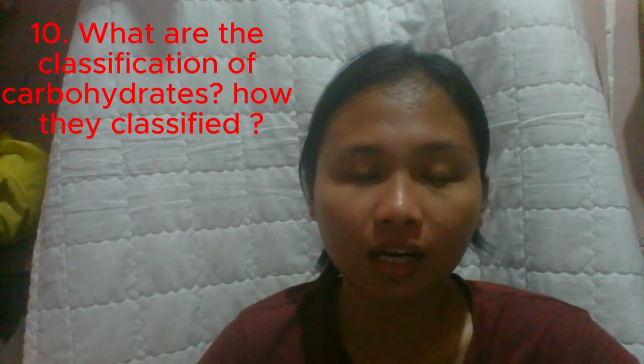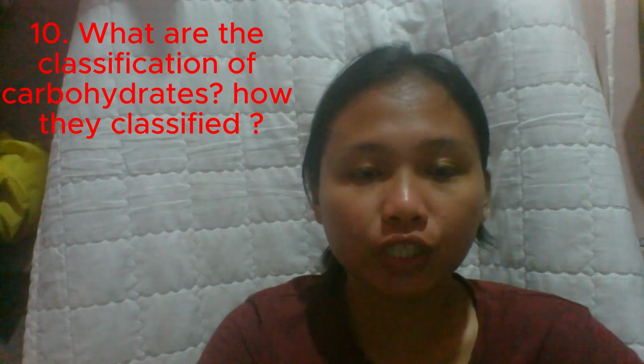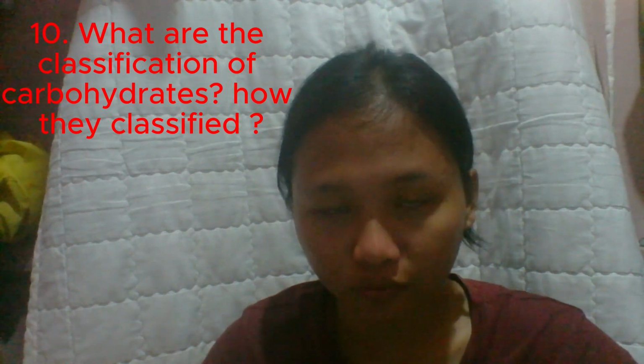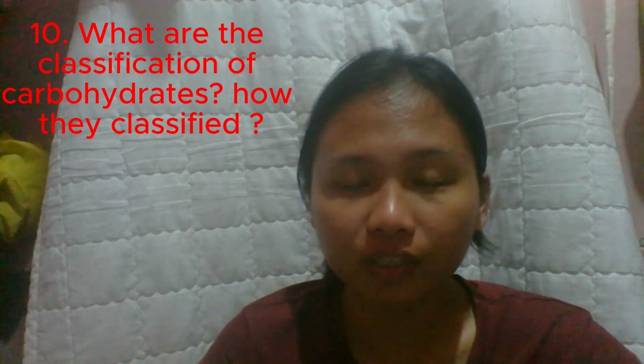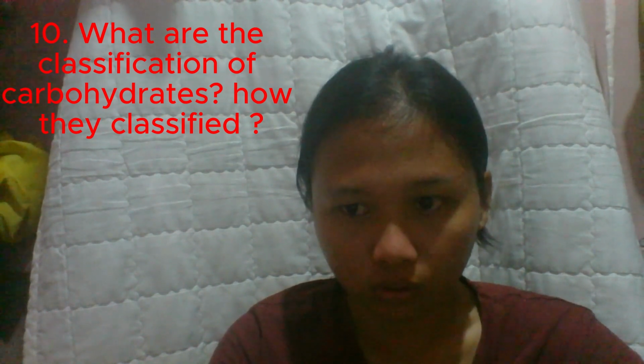Carbohydrates are classified into three main groups based on their chemical structure. First, we have monosaccharides. A monosaccharide is the simplest form of carbohydrate, consisting of a single sugar unit. Examples are glucose, fructose, and galactose.